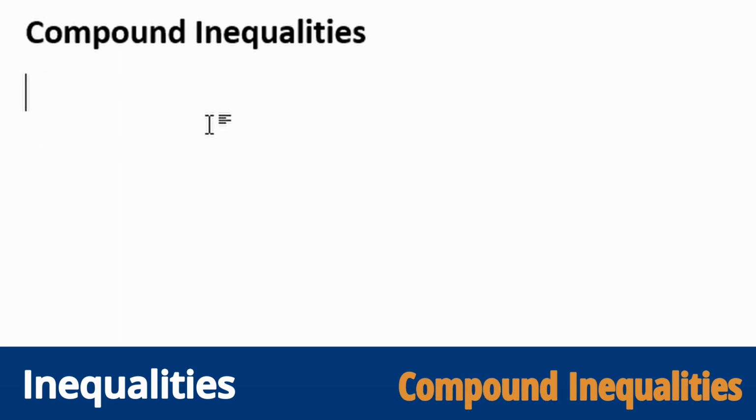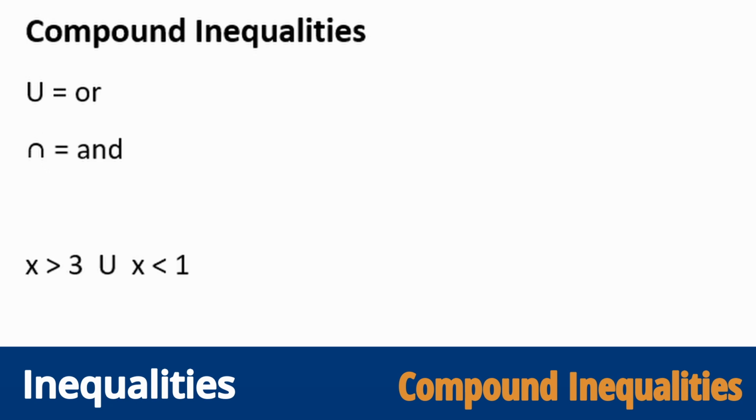Now let's talk about compound inequalities. Compound inequalities are inequalities that have at least 2 different equations. Those equations can be separated using an or or an and. The or is represented with a U. The upside down U represents an and. Here we have x is greater than 3 or x is less than 1. Well, x cannot be greater than 3 and less than 1 at the same time. But it's okay because we're using an or. It can be either one. So basically x can be any number as long as it's not in between 1 and 3.